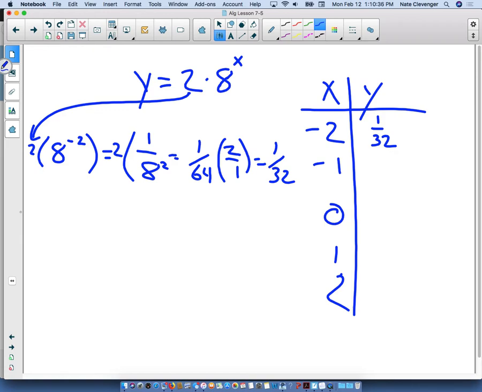Okay, then if you plug in -1, make that -1, make that 8. So this would be 2/8, which is 1/4. 8 to the -1st would be 1/8. Then times 2.